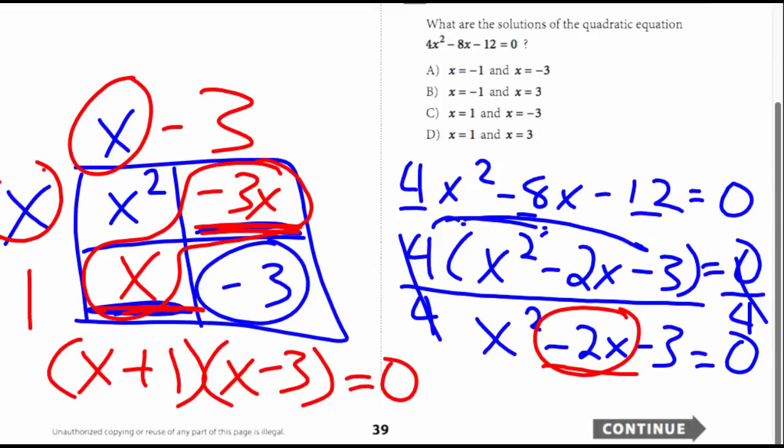Now the only way I can guarantee that I get 0 is if one of these has to equal 0, since 0 times anything equals 0. In other words, I'm going to say that x plus 1 is equal to 0 and x minus 3 is equal to 0. So then my solution would be x is equal to negative 1 and x is equal to positive 3.